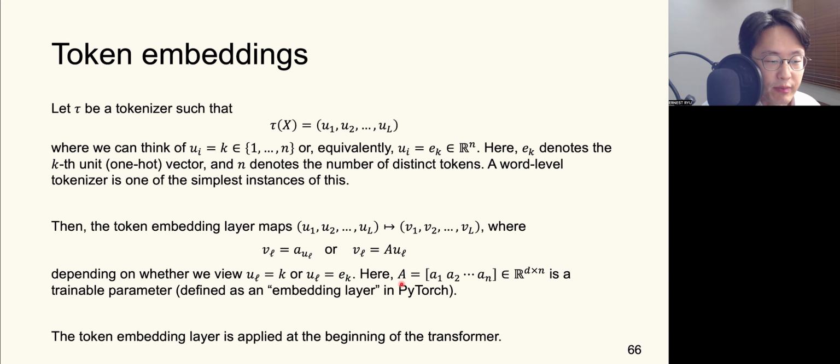This A matrix, this D by N matrix, or the N vectors a1 up to an, each of length D, these are the trainable parameters of the token embedding layer. And in PyTorch, this layer would be defined as an embedding layer. So again, the token embedding layer is applied at the beginning of the transformer. The very first step is the tokenizer tau. And then after the tokenizer tau, the token embedding layer is applied.